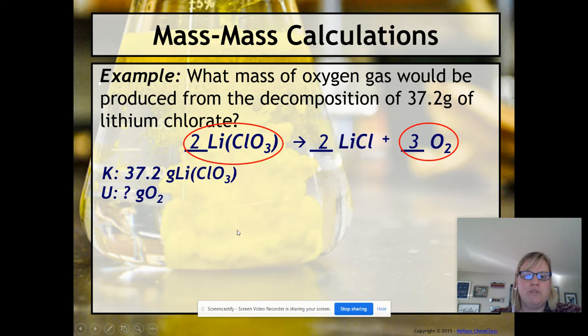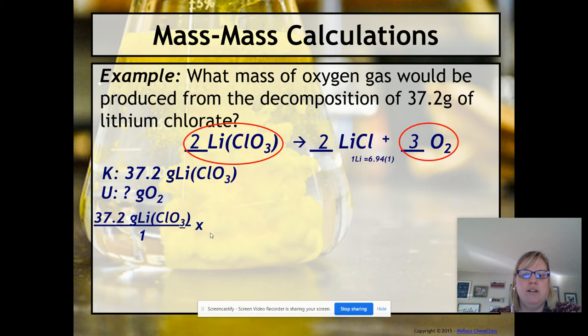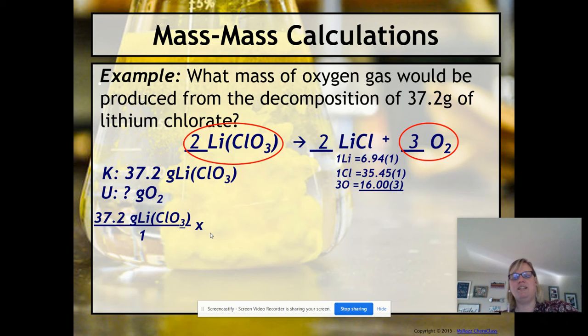So start off. We always start with what's given. We are given the 37.2 grams of lithium chlorate. All right. And we need to use the molar mass in order to turn that into moles. So 1 lithium atom has 6.94 grams for its molar mass. Then we have chlorine, it's 35.45 grams. And we have oxygen, which is 16, but we have 3 of those, so you have to multiply that by 3. You add all that together and you get 90.39 grams as the molar mass of lithium chlorate.